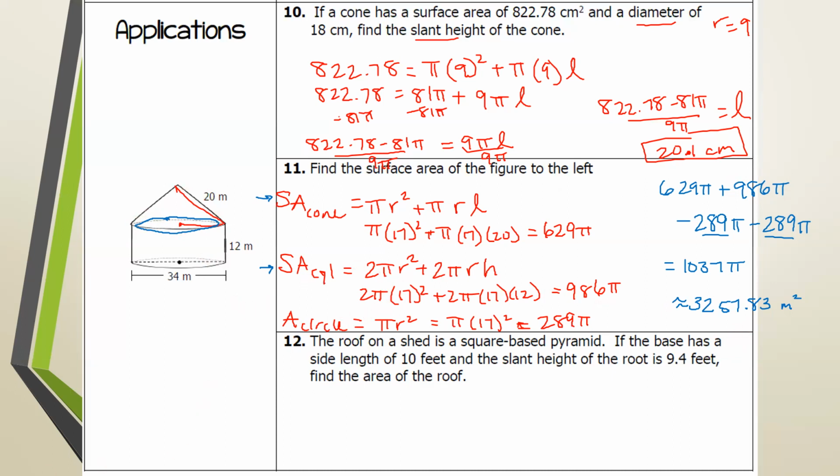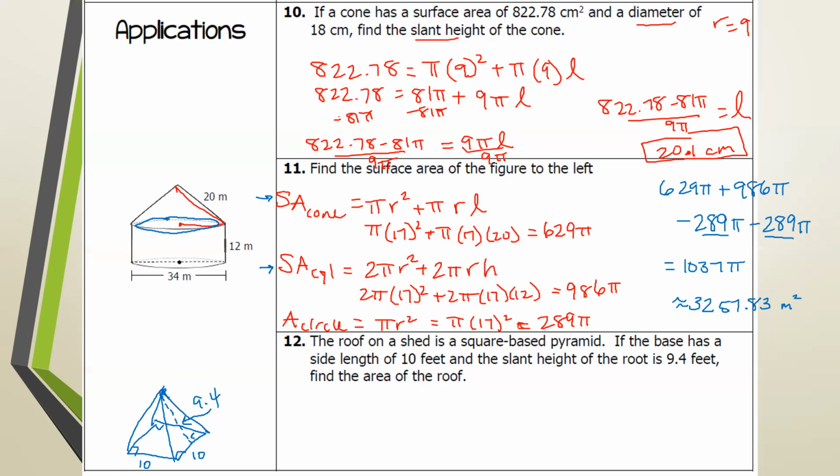All right. Number 12. The roof on a shed is a square-based pyramid. All right, we've got a square-based pyramid. I'm going to do my best to draw it for you here. Oh, not too bad. If the base has the side length of 10 feet, oh, it's a square, so that means all of these are 10. It was a square. And the slant height of the roof, so that's slant height, that's here, is 9.4. Find the area of the roof.